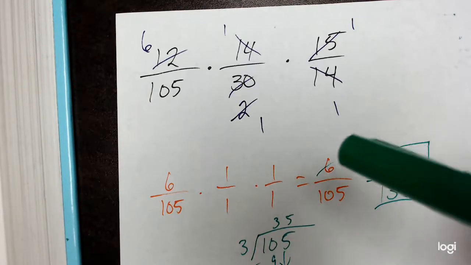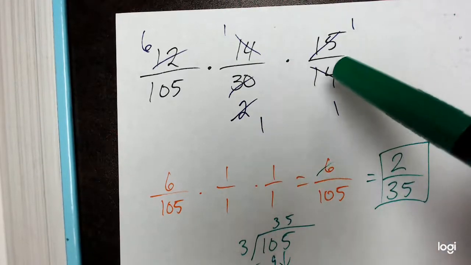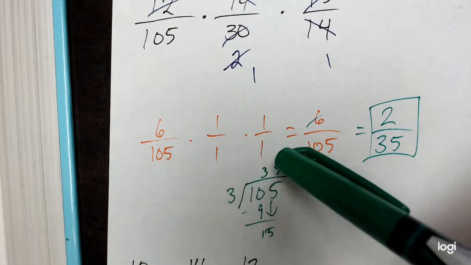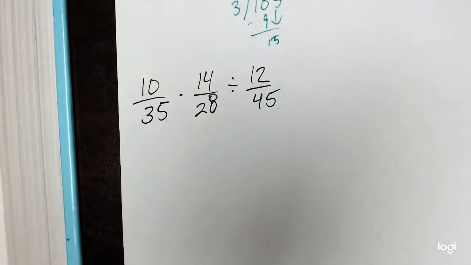Make sure you write it as neatly as possible, and then when you're done canceling, rewrite the problem entirely to make sure that you've got it right, and then multiply. Now let's go on to the next example.